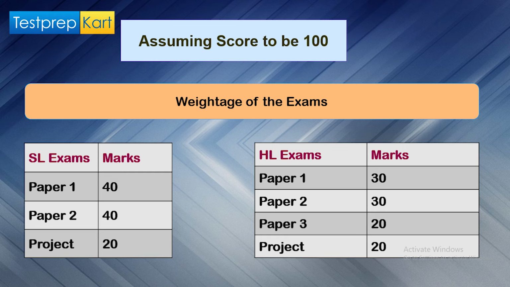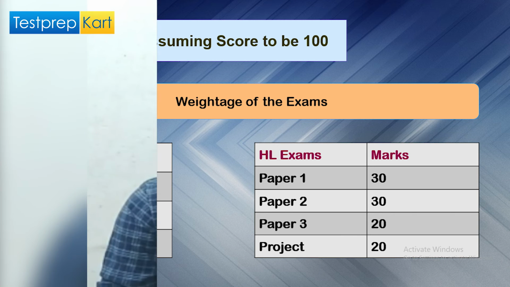Okay. Now, 40 marks will be there for paper 1, 40 marks for paper 2 for SL students I'm talking about, and 20 marks for your internal assessment, that is your project. For the HL student, it is 30 marks for paper 1, 30 marks for paper 2, 20 marks for paper 3, and 20 marks again for IA, that is internal assessment. So here you can see that the contribution of paper 1 and paper 2 has been lessened because of paper 3 for the HL students. But on the other side, for SL students, you can see how much importance paper 1 and paper 2 have, because they are contributing 80% of your maths grade to the total maths grade.